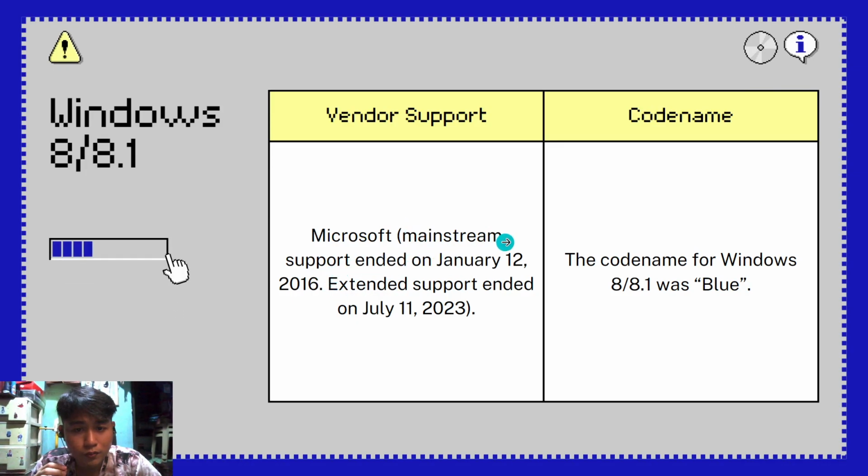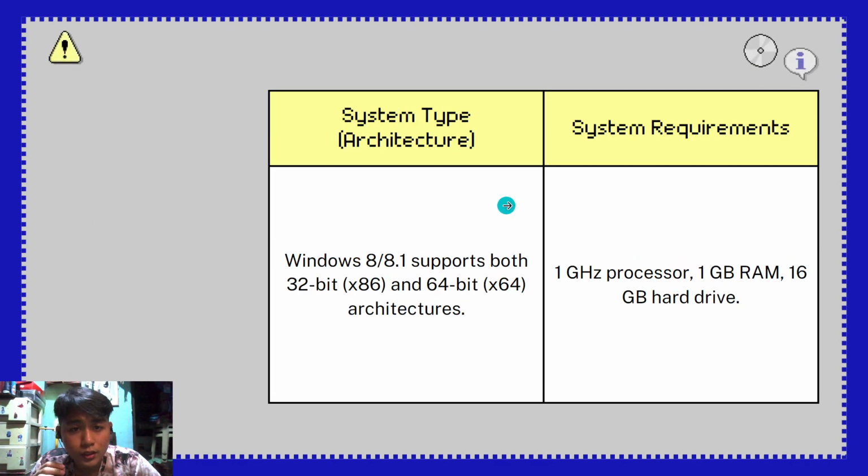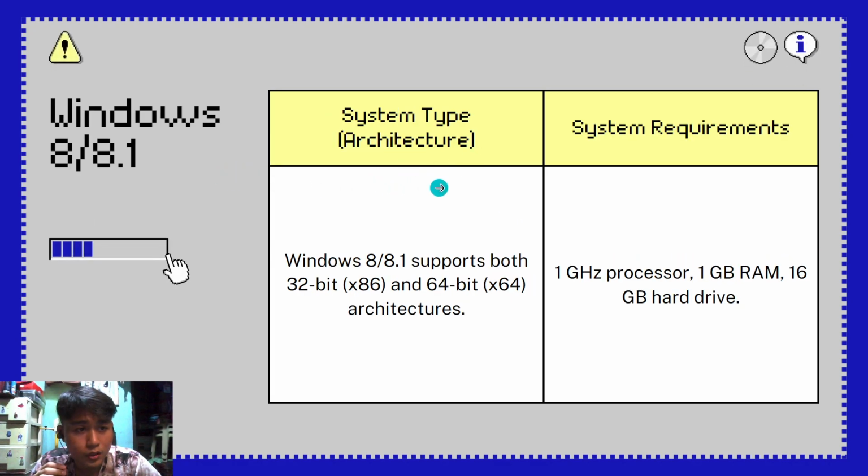So Microsoft mainstream support ended on January 12, 2016, but its extended support ended on July 11, 2023. The code name for it was Blue, and the system type of Windows 8 and 8.1 supports both 32-bit and 64-bit architectures, the same as the others.